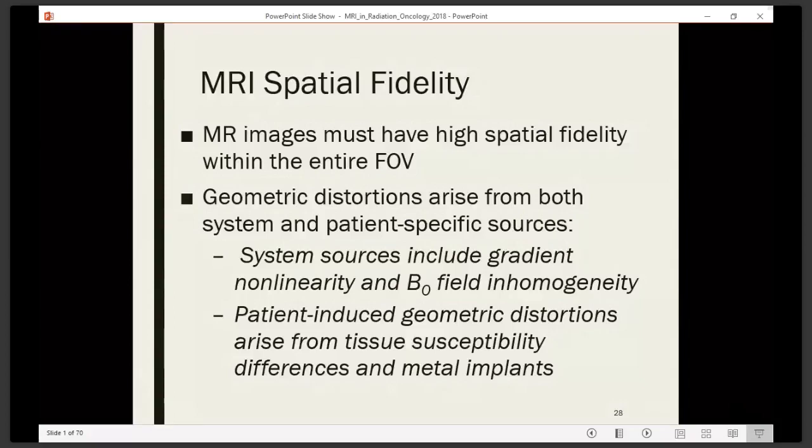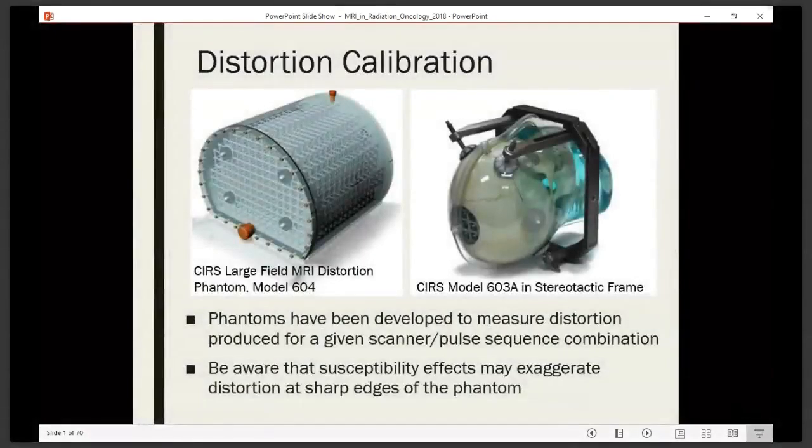In order for this to work, though, as a treatment planning tool, you need to have good spatial fidelity in your images. And I already talked about geometric distortions and how they arise from both patient-specific sources and system sources, and how we can kind of manage the ones from system sources with a priori knowledge of the way the system is engineered. But you still need to do a calibration. Different pulse sequences are influenced by distortion differently. And so people have been developing distortion calibration phantoms specifically for use in radiation therapy applications of MRI.